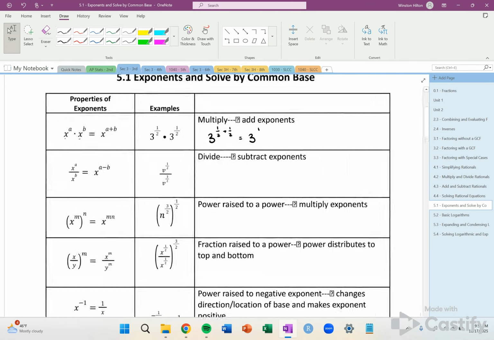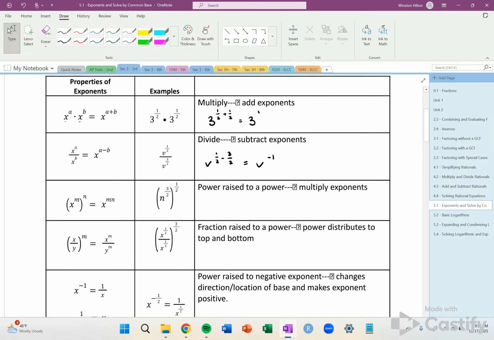Similarly, if we are dividing exponents with the same base, we can subtract the powers, right? So here we have v to the 1/2 divided by v to the 3/2. Those are the same base, v, so we can subtract the powers. 1/2 minus 3/2 is -1.